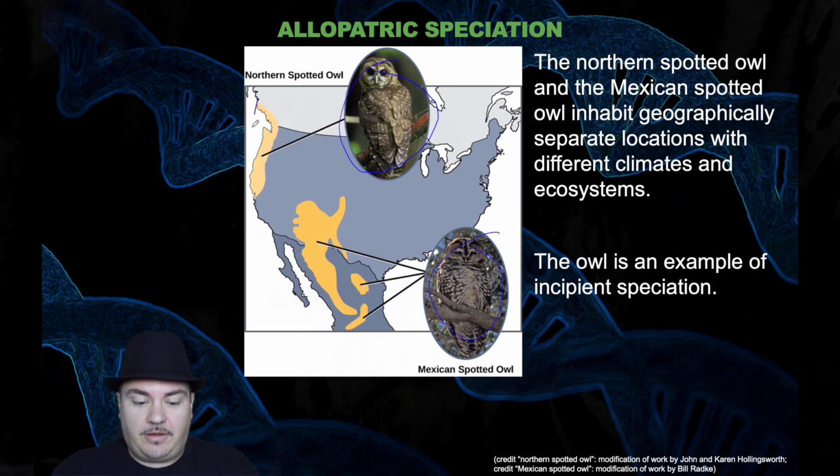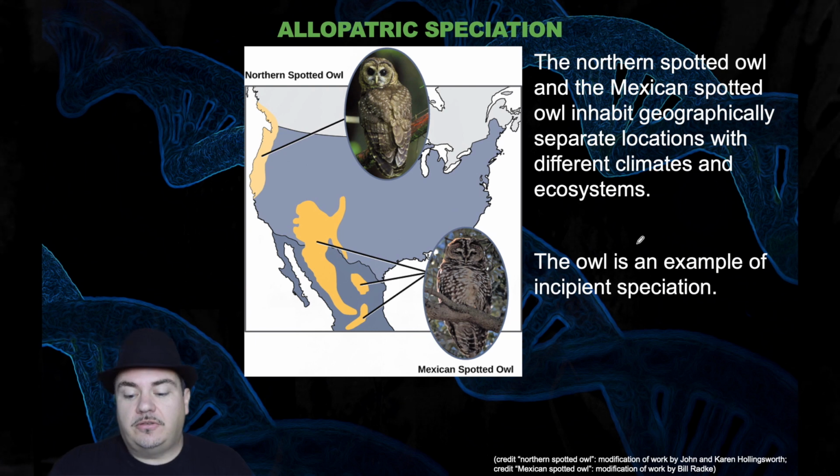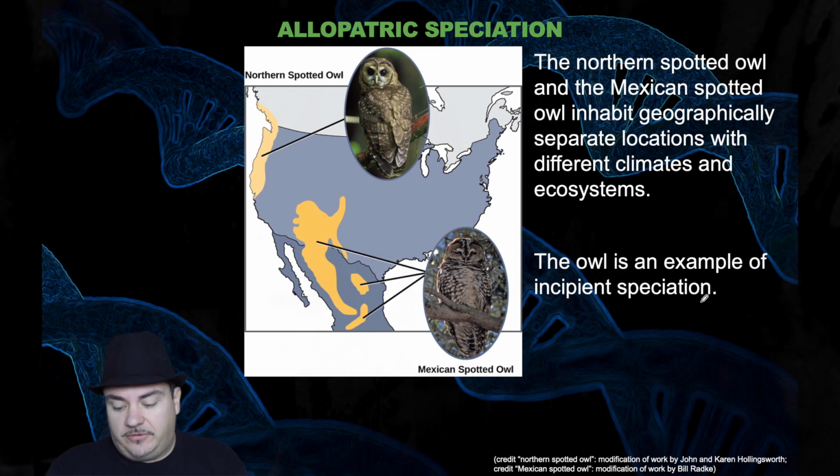Okay, northern spotted owl lives in these areas. The Mexican spotted owl lives in these areas. So they're separated by this distance between them. Because of that, those owls are not regularly mating with each other and exchanging their gene pools. These owls are an example of incipient speciation, which means they're in the process of diverging into two separate species.